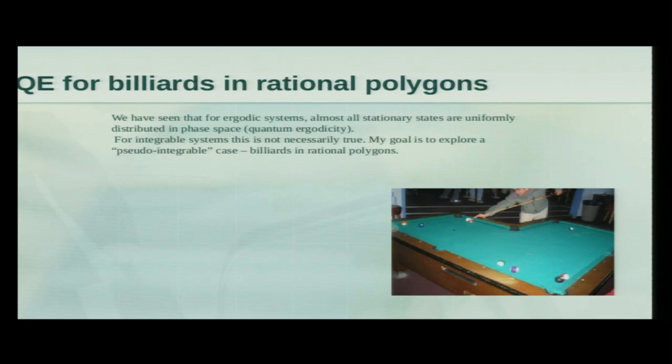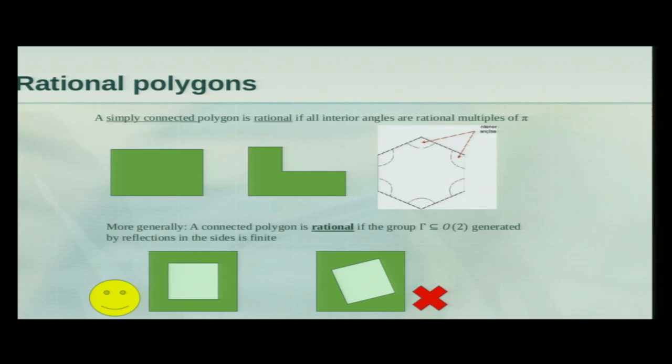Good. So let's go back to a real-life actual study: billiards in rational polygons. A rational polygon, the first definition you want, is a polygon where the angles are all rational multiples of pi. So for instance, a rectangle, or an L-shaped billiard, or a hexagon. And this is the right definition if the polygon is simply connected. Otherwise, this is not a good case, and there's some other definition.